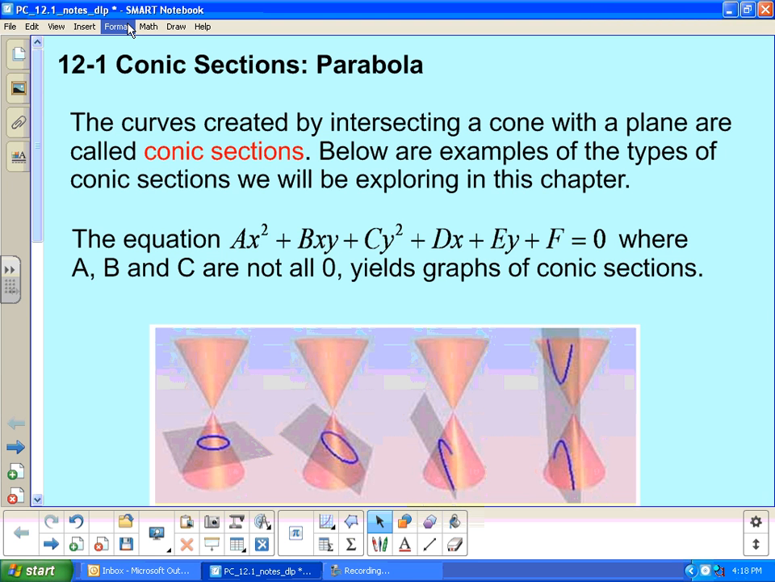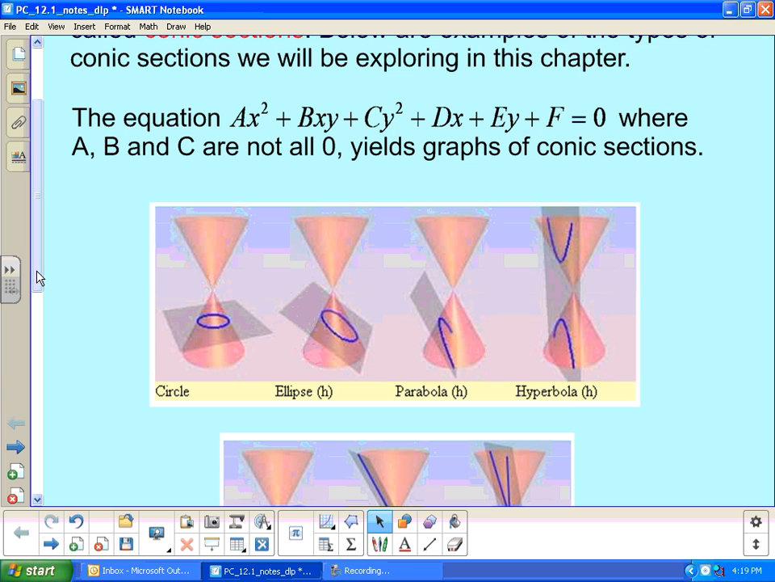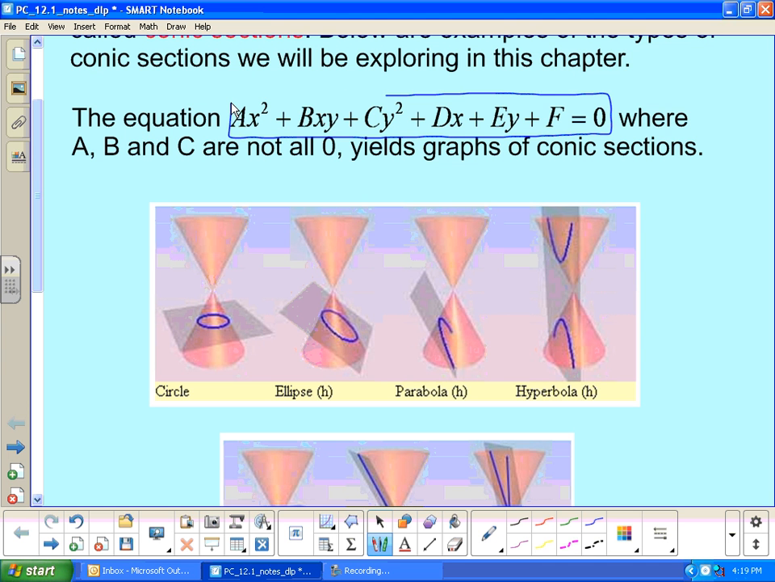So what are conics? These are the curves that are created when we intersect cones with a plane. And conics have different equations, and they can be written in kind of an expanded form. They can be written in what we call a standard form too. And generically, this equation here would be an equation that represents different types of conic sections.